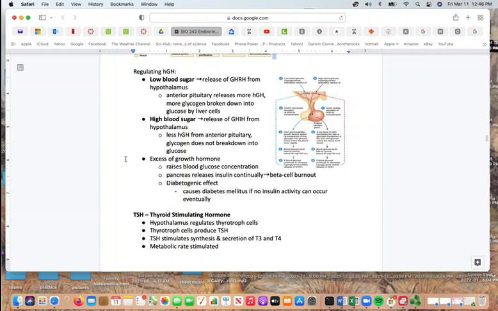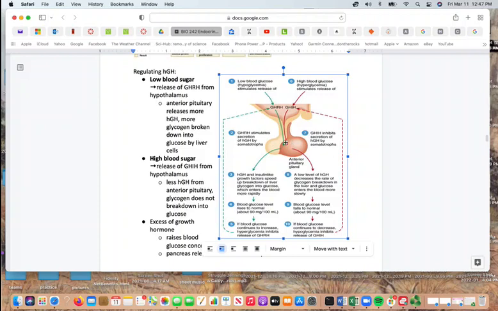So it may seem like, well, you'd really like to have a lot of this. You don't. You want a proper balance of it. Excess of it can raise the blood glucose concentration. And then the pancreas would constantly be releasing insulin and lead to beta cell burnout. So it can have a diabetogenic effect, causing diabetes mellitus if no insulin activity can occur eventually. So this is a nice comparison in there, looking at what growth hormone releasing hormone does when you raise it, and growth hormone inhibiting hormone when you shut things down.